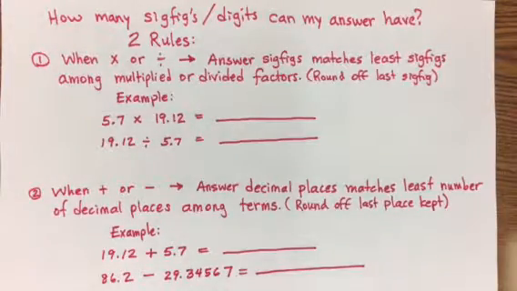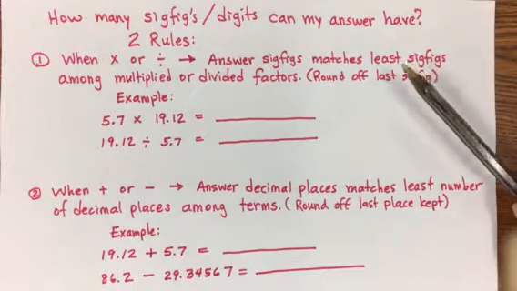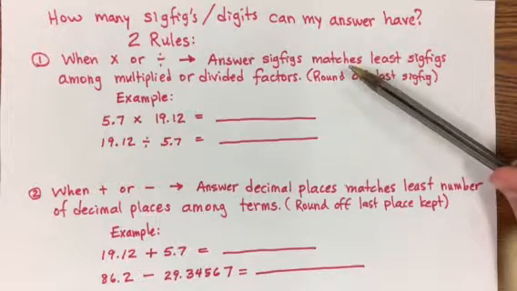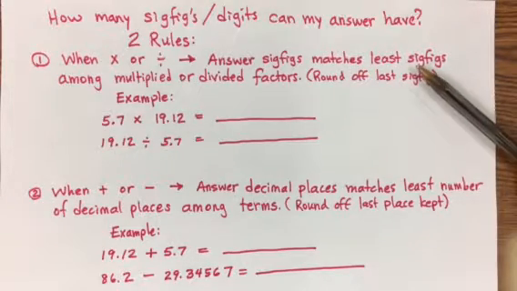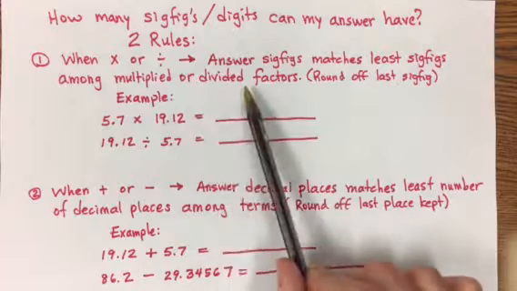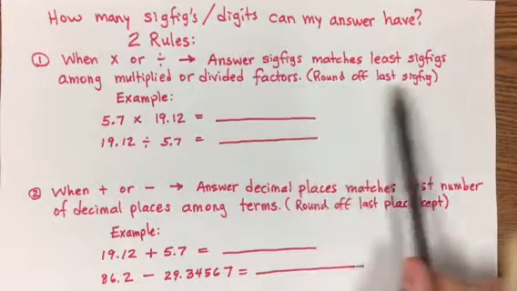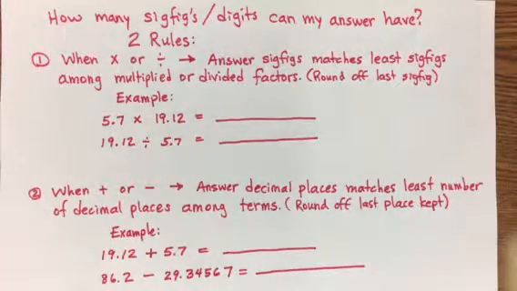So when we are trying to work with significant figure numbers, we need to know how many digits or how many significant figures we can keep in our answer. There are two rules for this. The first rule is whenever you are multiplying or dividing, the answer's significant figures must match the least amount of significant figures among the multiplied or divided factors, and you round off the last significant figure that you keep.